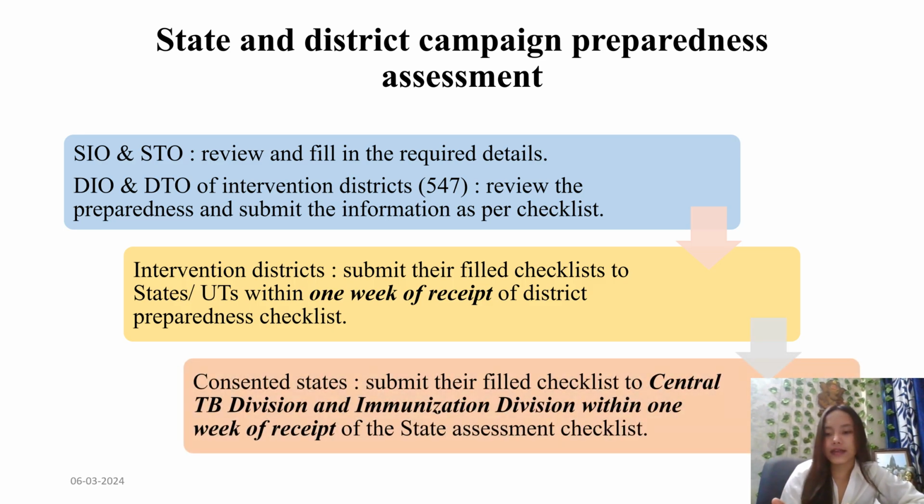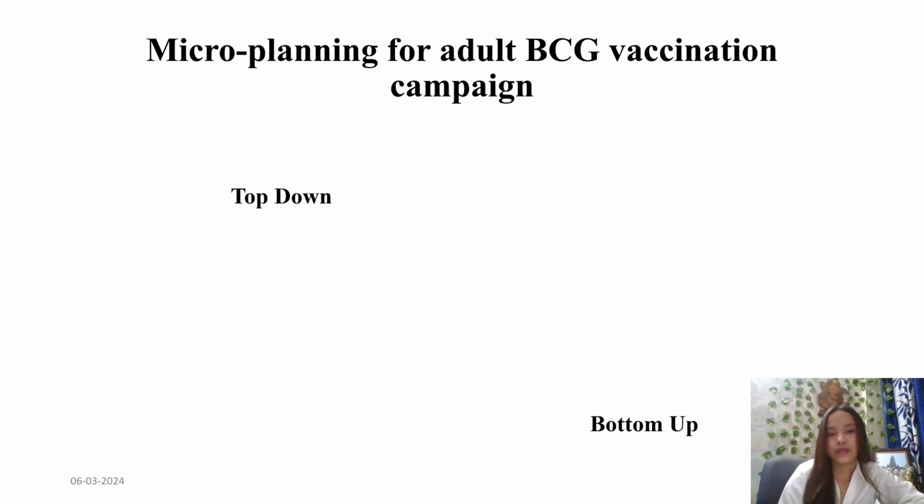Finally, all the consented states have to submit their field checklist to the Central TB Division and the Immunization Division within 1 week of receipt of the state assessment checklist. Once all this data is collected, it will be reviewed at the state and national level teams, and monitors will visit the specified geographies for validation and to take corrective actions if required.